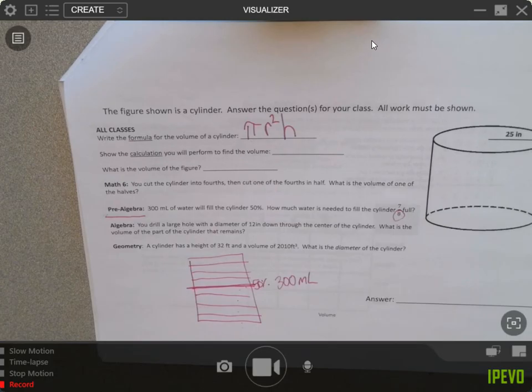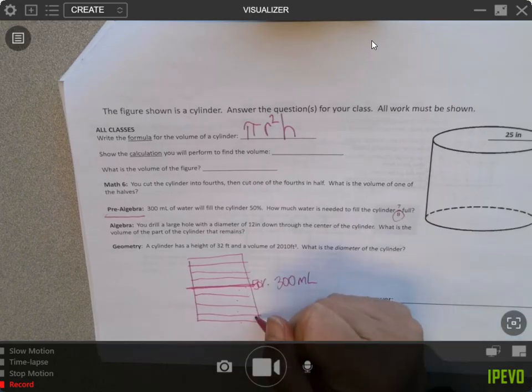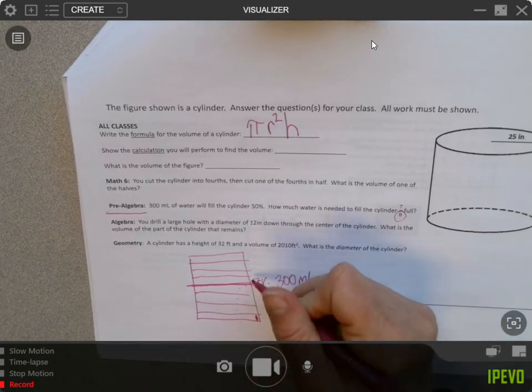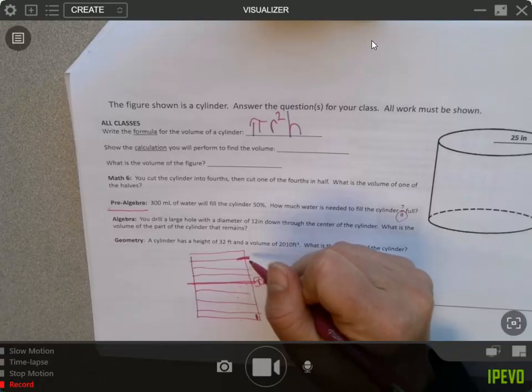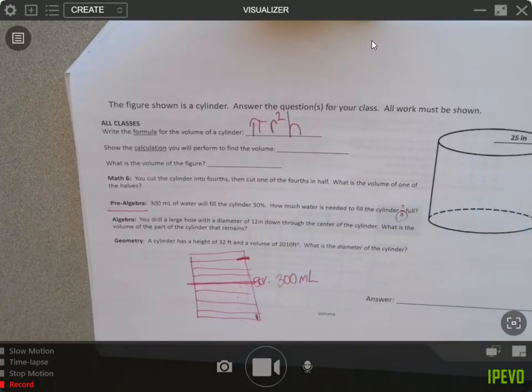So to find out what 1 section is, we take that 300 milliliters and we do what, Claire? Divide by 4. That would tell us 1 section. There are 7 sections that we need. So figure out the math that we have to do to go from 1 section to 7 sections to figure out how much is in 7/8 of our cylinder.